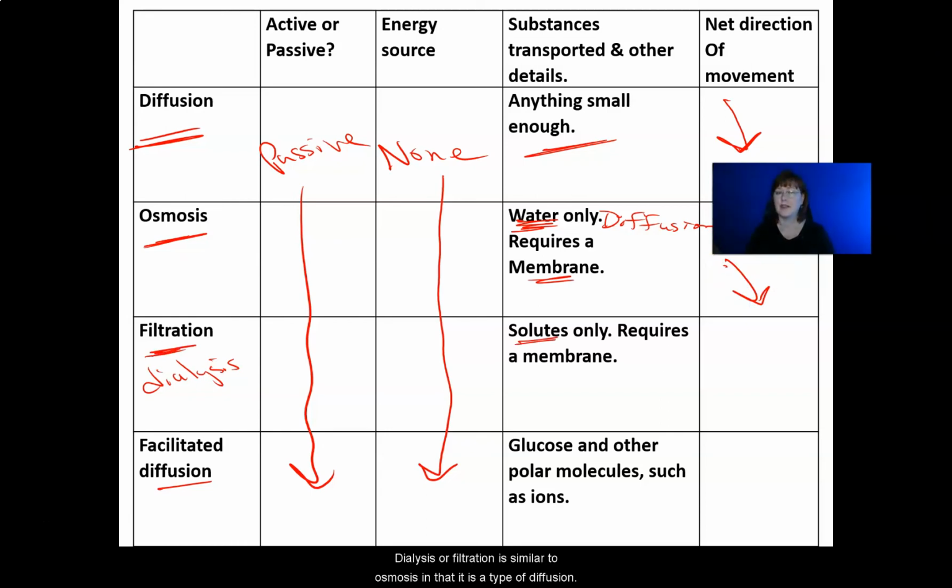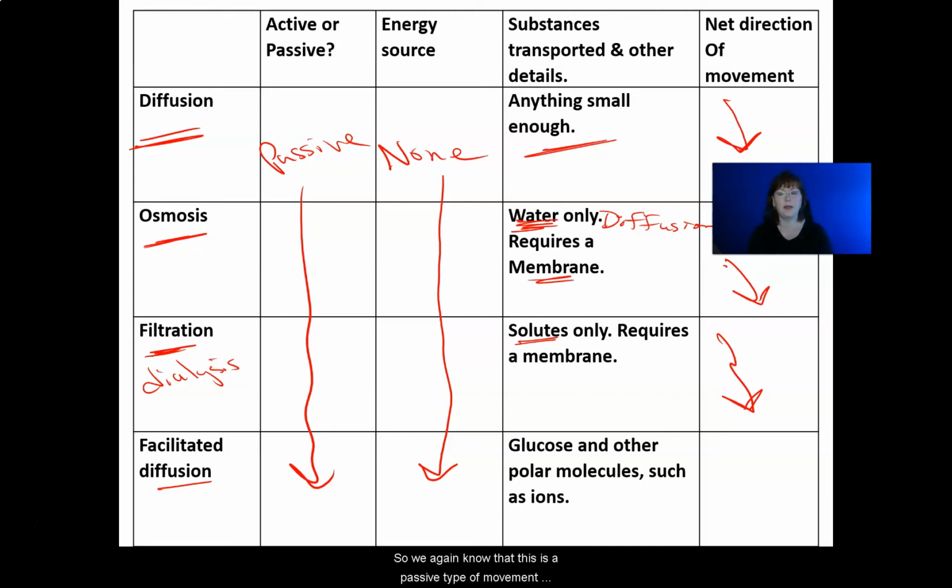Dialysis or filtration is similar to osmosis in that it is a type of diffusion. In this case, however, we are talking about the diffusion of solutes that are going across that membrane. So these are small atoms or molecules that are able to move down their concentration gradients across that membrane. Again, because it is diffusion, we are talking about moving down that gradient.